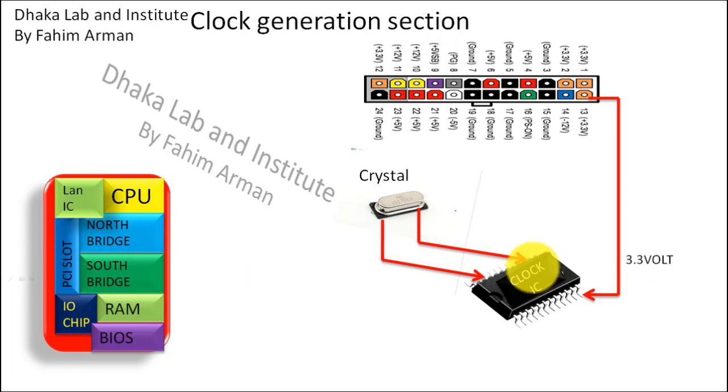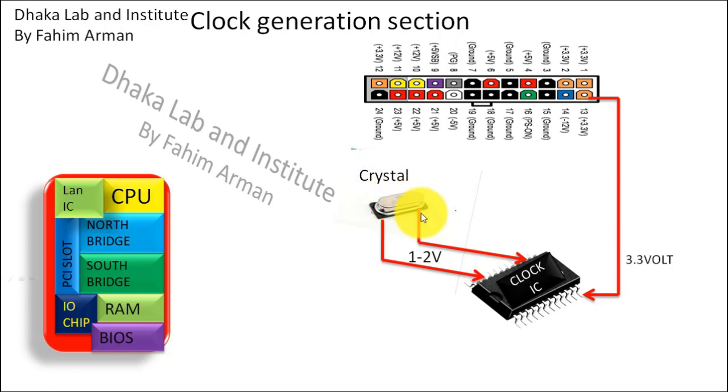So this crystal is very important. This crystal should be okay, otherwise this section will not be activated, and there will be a no display problem. Okay, so when this IC gets crystal frequency and we try to measure the voltage, we will get 1 to 2 volt, and on one side you will get some voltage, on the other side there will be less voltage.